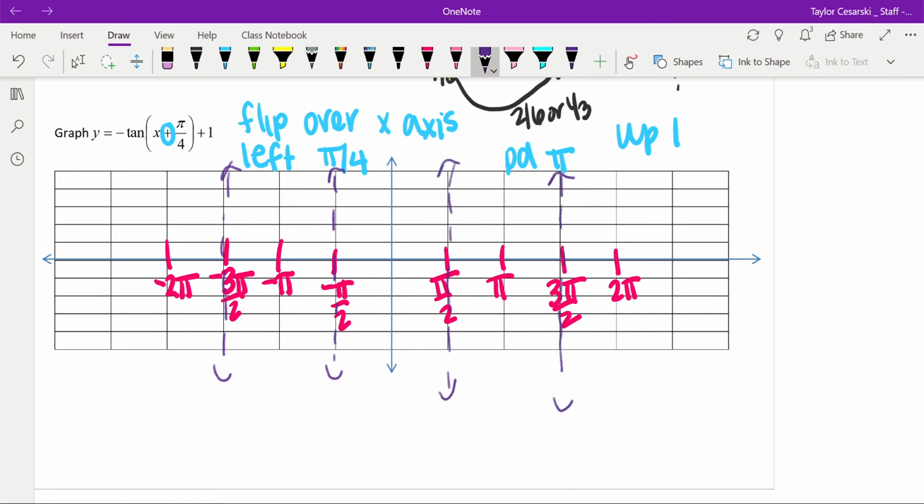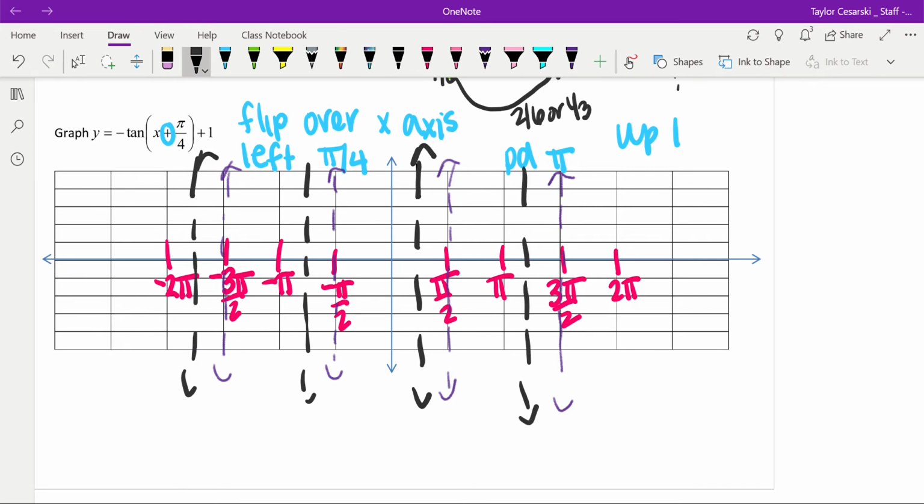However, what we're going to do on this one is move everything left pi over 4. Now you notice I don't have a tick mark there, but 1/4 is half of 1/2. So all of my lines are going to go, let me actually make that a thicker line, in the middle. And that's where your asymptotes will be.